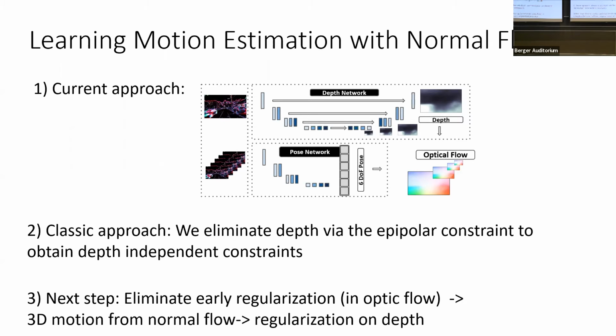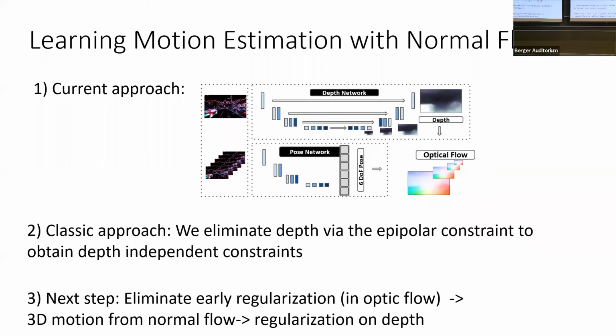The classic approach is that we eliminate the depth from the equation, what we have been working on for a while, which is the brightness constancy constraint. And then we have worked with depth independent constraints. But flow estimation does have some problems already. So we had earlier worked with normal flow with geometric constraints, interpreting this in some way and then doing Hough voting and things like that.